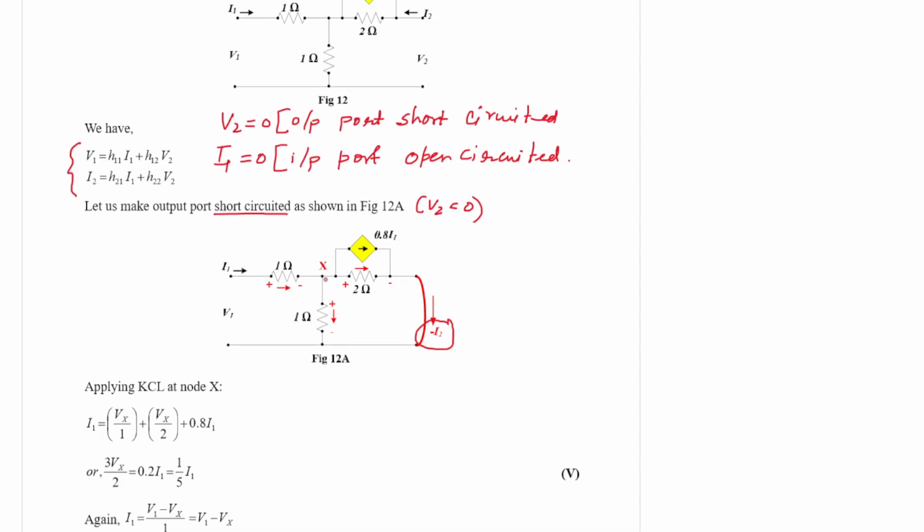Let us say we have this node as X. So the current entering node X is I1, and there are three different currents leaving. Let us mark one by one. The first current leaving from node X is 0.8 I1. So the entering current is I1, and the first leaving current is 0.8 I1.